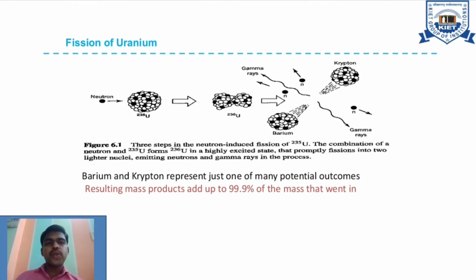Look at the figure. A neutron is getting inserted into uranium, and then the krypton goes one side, barium the other side, and finally gamma rays are liberated out. So the fission of uranium is going to take place overall in a multidimensional way.